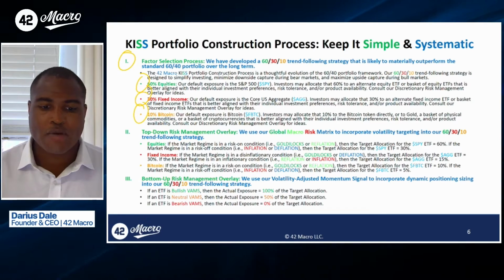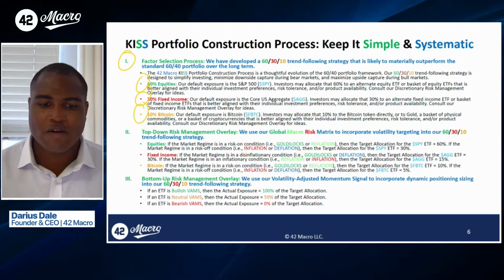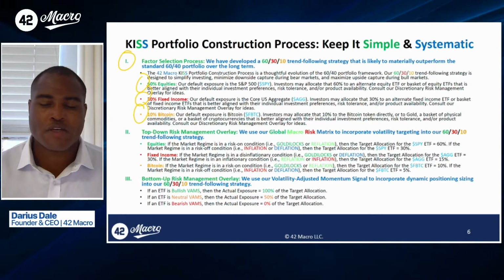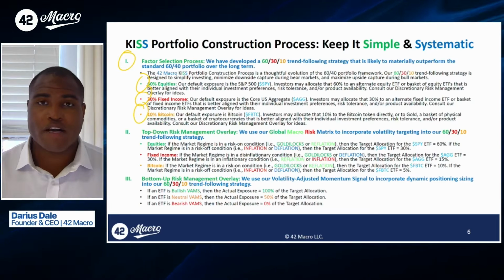In terms of the fixed income, our default exposure is the core U.S. aggregate. That's the Ag ETF. Investors may allocate that 30% to an alternate fixed income ETF or a basket of fixed income ETFs that is better aligned with their individual investment preferences, risk tolerance, and or product availability. Consult our discretionary risk management overlay for ideas there as well.